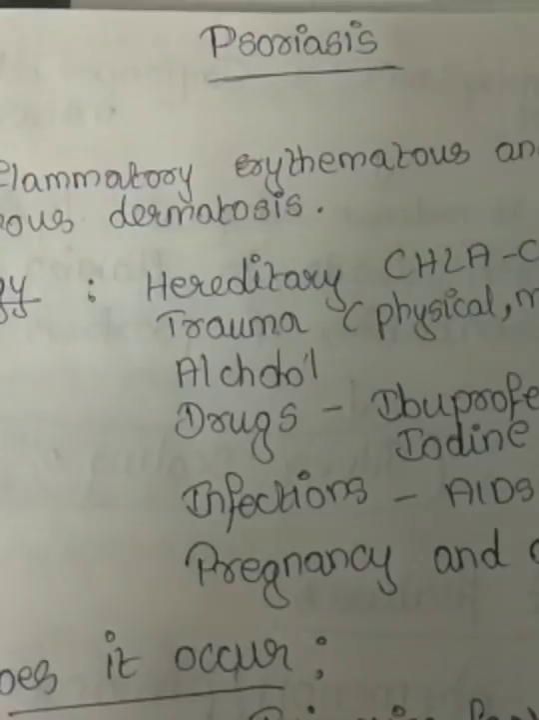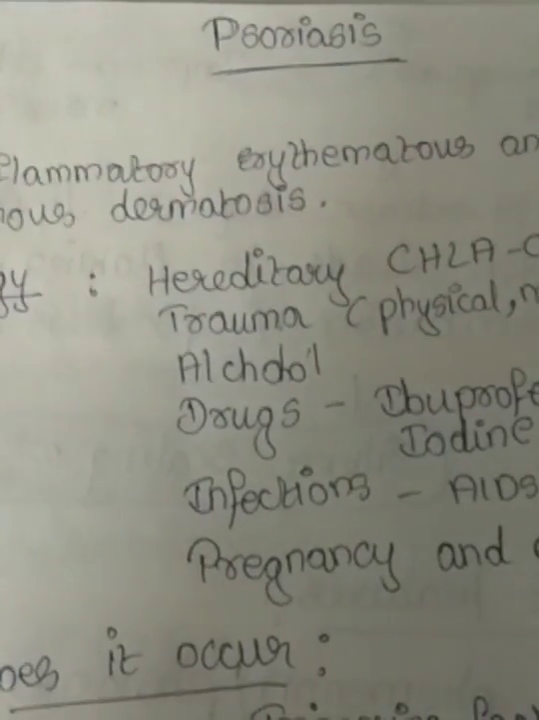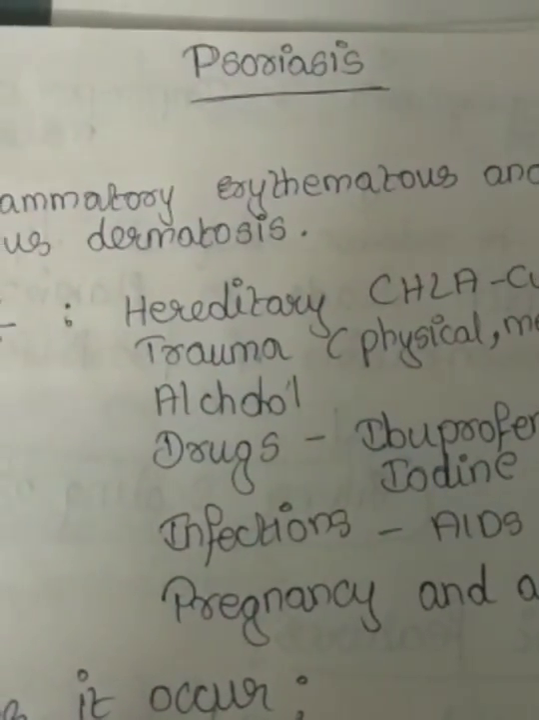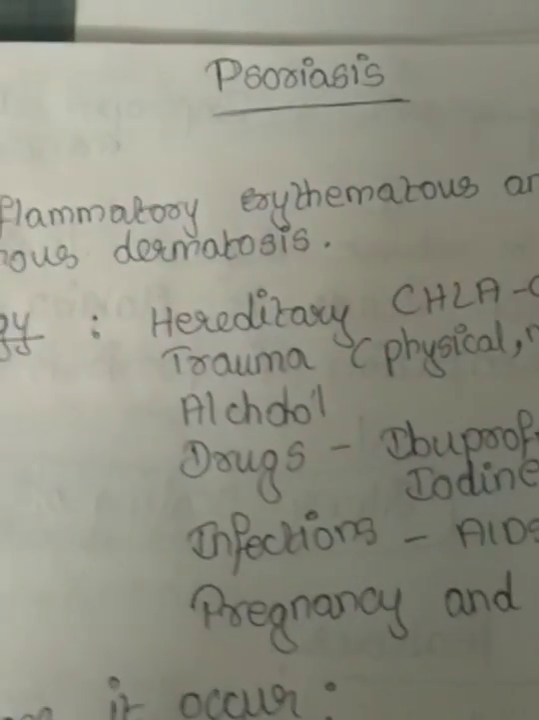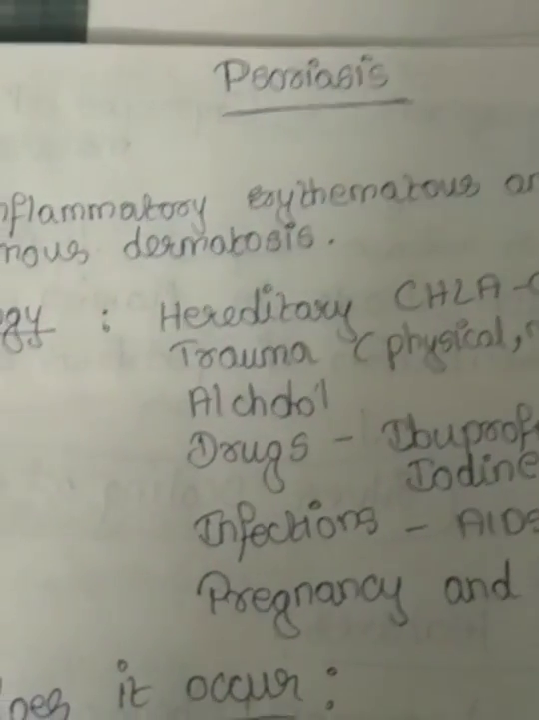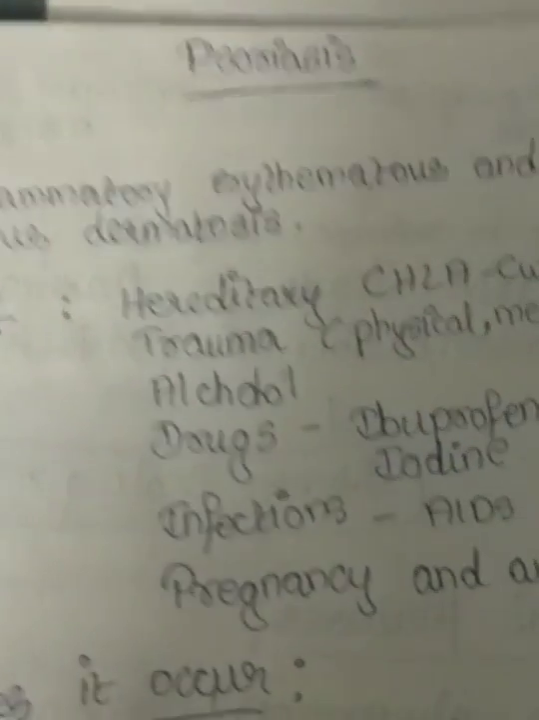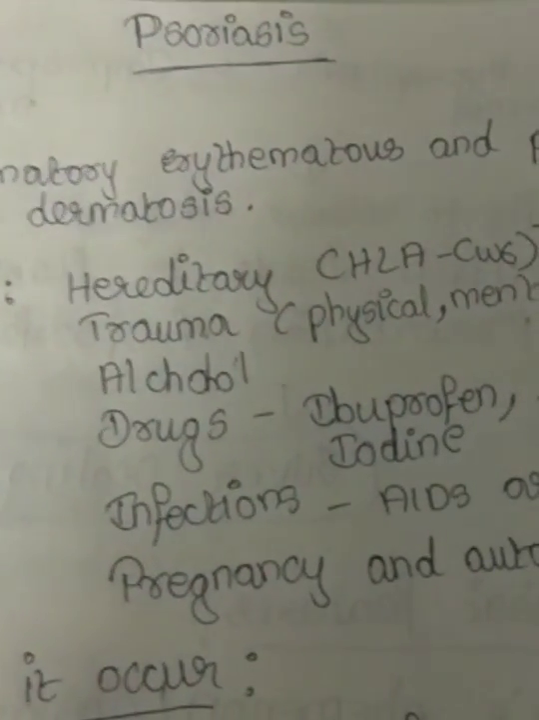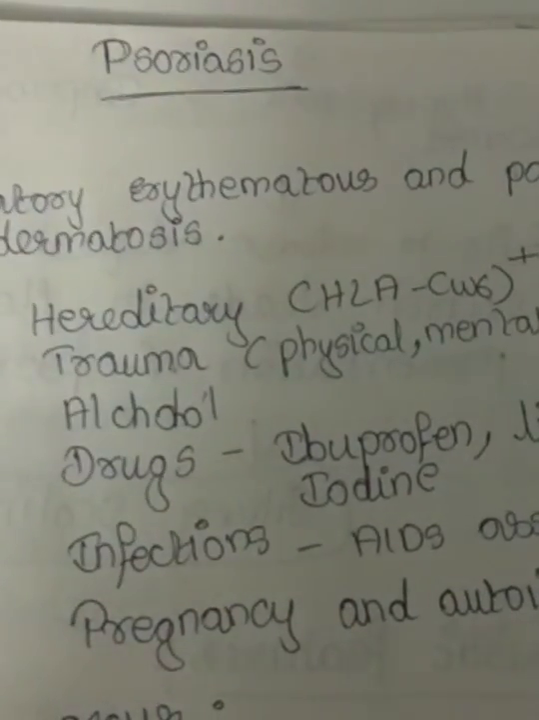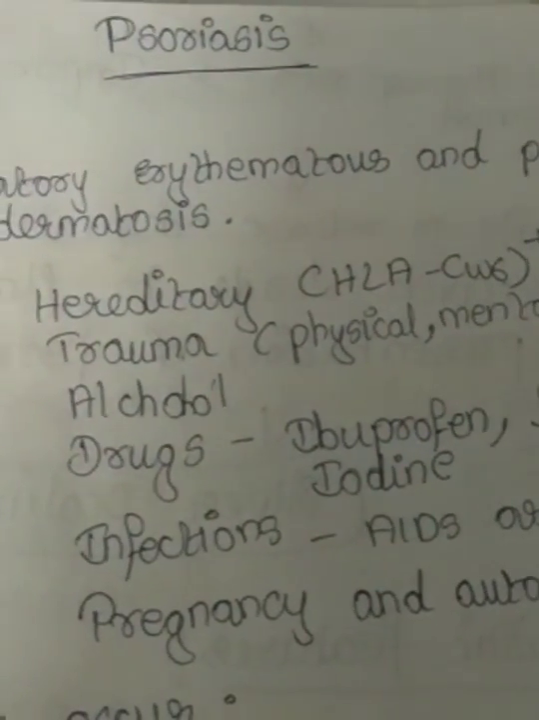So psoriasis, we know that silvery scaly skin is the main clinical manifestation, but we need to know the reason behind the silvery manifestations, what its causes are, and what the main characteristic features are, so that we can differentiate it from other skin manifestations. So this video is regarding psoriasis, its main characteristic features, and its management.